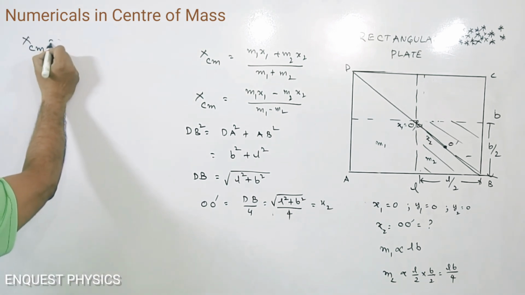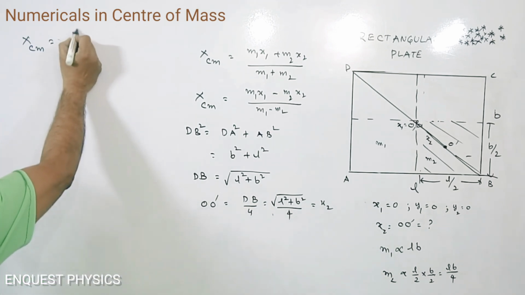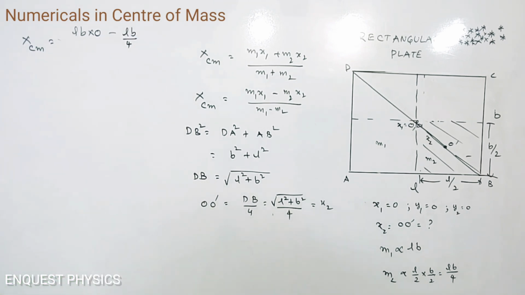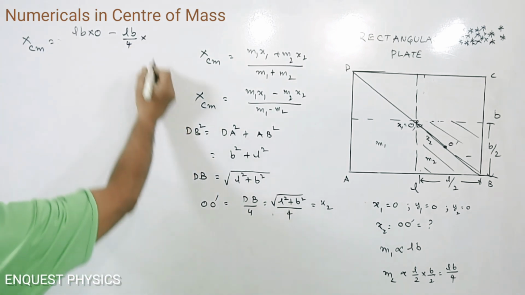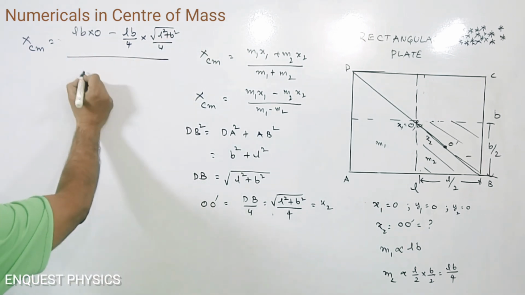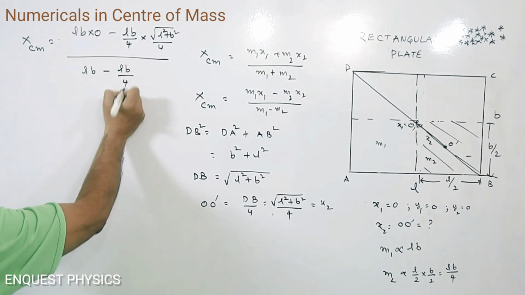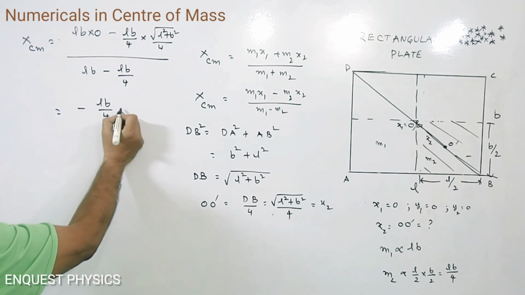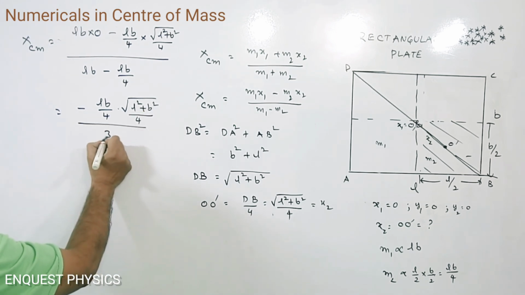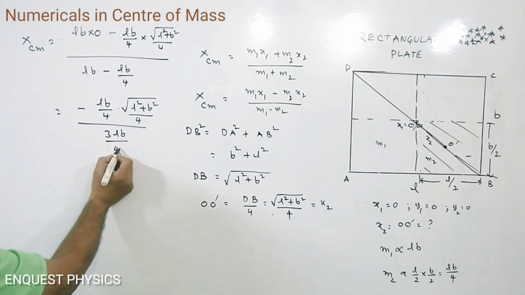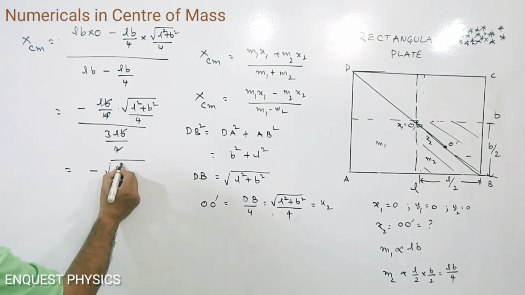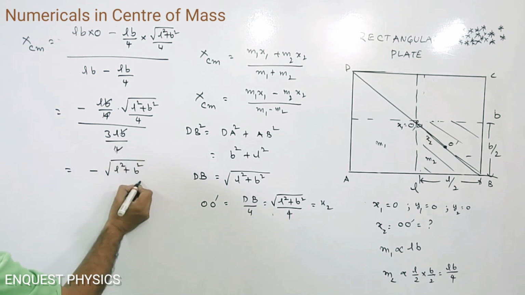What do we get? XCM is equal to m1, which we had, LB, into 0 minus LB by 4, into x2, which we had, under root of L squared plus B squared by 4, divided by m1 minus LB by 4, that is 3LB by 4. Students, where 4 and LB get cancelled, it is minus under root of L squared plus B squared by 12.